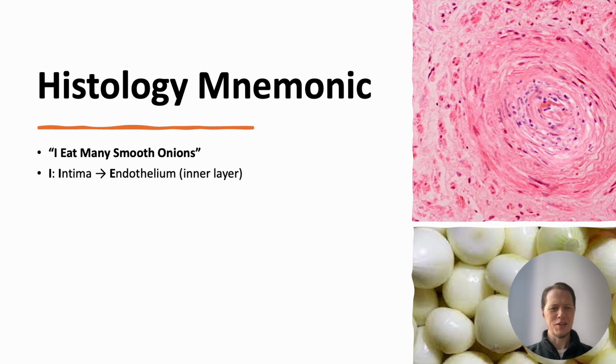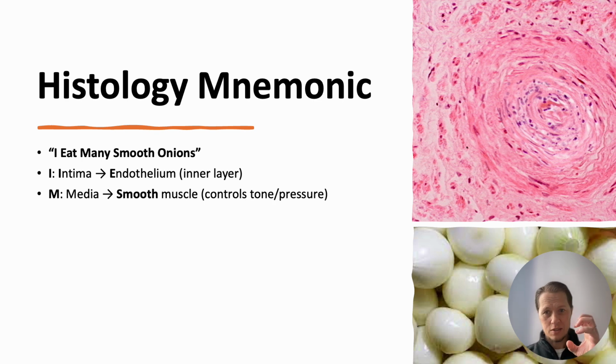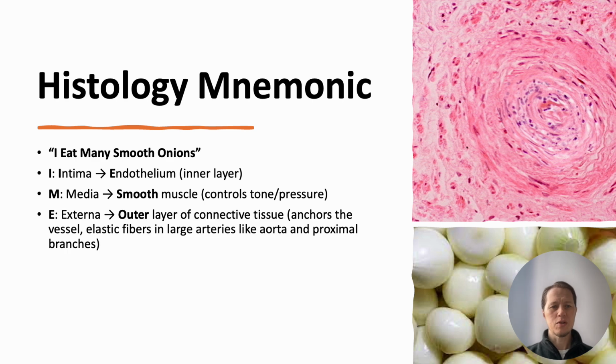I eat smooth onions. Intima involves endothelium, the inner cell layer. Media is the smooth muscle that has control of the tone and pressure of the blood vessels. And the externa is the outer layer of connective tissue anchoring things in. The elastic fibers are in like the aorta and all the proximal vessels there.